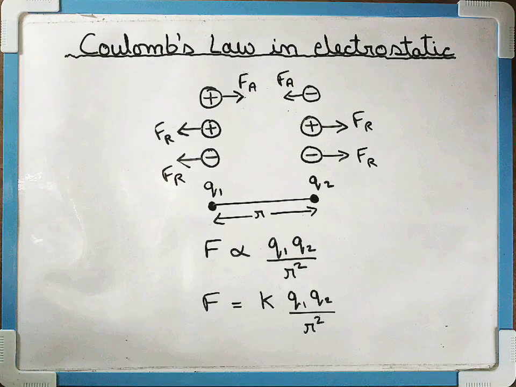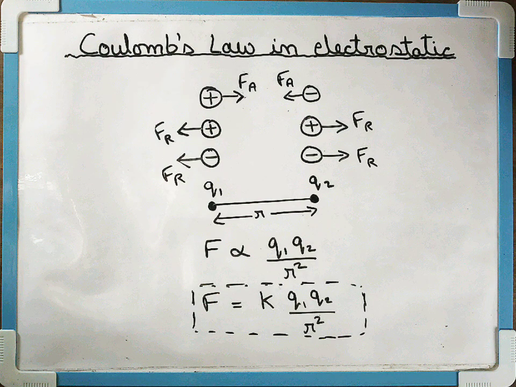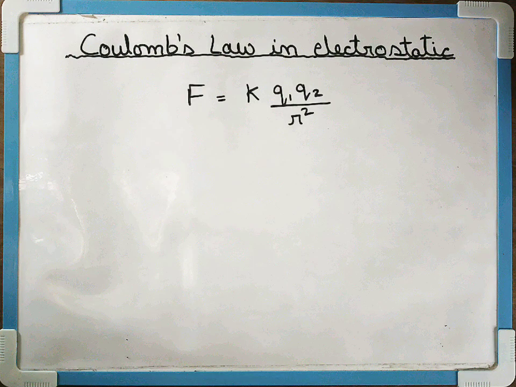So if you remove the proportionality sign, what you have is a constant k, and you have Q1, Q2 by r square. So this is the formula of Coulomb's law. F is equal to k Q1 into Q2 divided by r square.